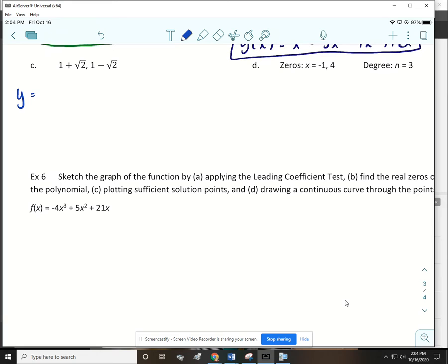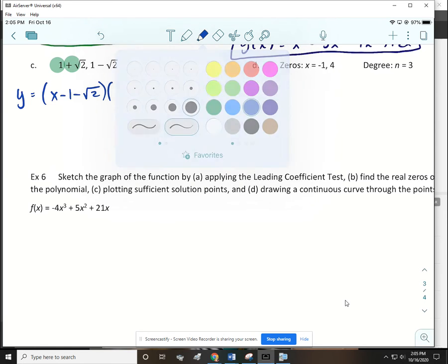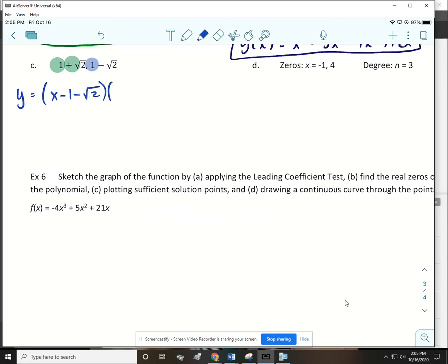Okay, so we need to find a factor that would give us a 0 of 1 plus the square root of 2. Now in all the other ones, we would just have the x, and we would just do the opposite. So we're going to do the same thing, but we need to make sure we do the opposite of both of these. So it's going to be x minus 1 minus the square root of 2. All right, and then same thing for the other one. We'll have an x, and we need to do the opposite of both of these. So x minus 1 plus the square root of 2.